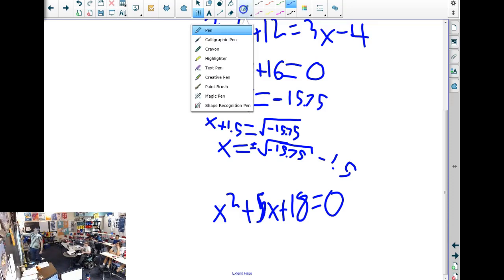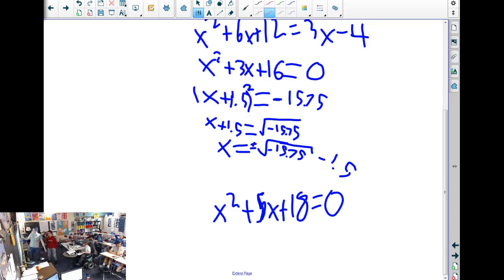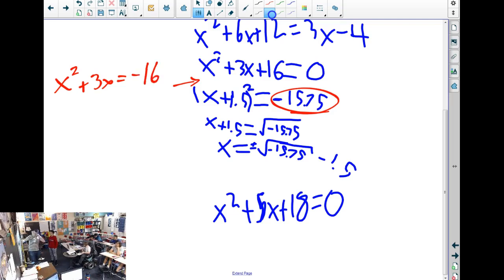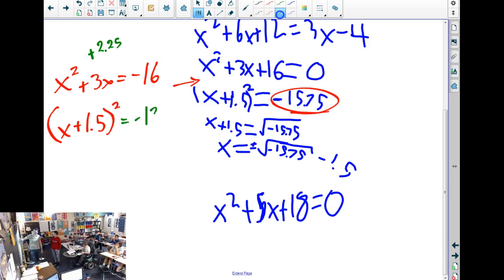The in-between right here, to make sure we're all still comfortable with where we got a goofy number, is what we actually do: x squared plus 3x equals negative 16. Then if I make this side a perfect square, it's x plus 1.5 squared. That gets that and that, but also a 2.25. So this needs to come up 2.25 and ends up at negative 13.75. So this should be 13.75.